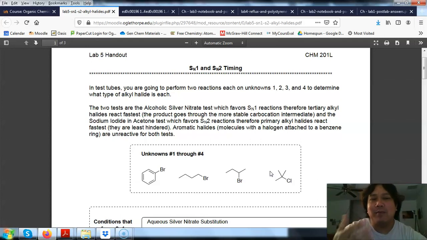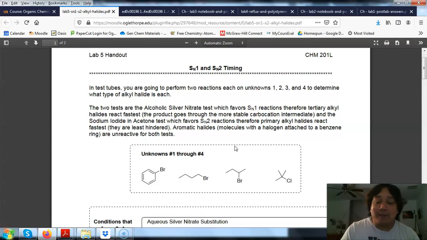Okay, so do you see what my purpose is saying? My purpose is literally telling you what is being measured, what is being recorded, what is being observed, what is being synthesized if we're doing a reaction. Okay. Again, a good purpose for this lab is to identify 4 unknowns based on substitution reactions using 2 types of tests. One test favoring SN1, the SN1 pathway, the other test favoring the SN2 pathway.